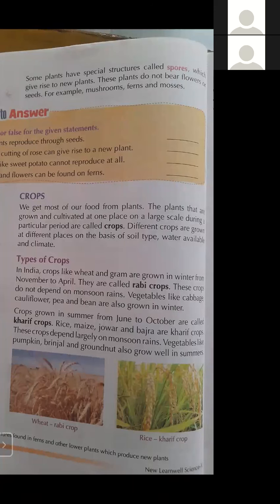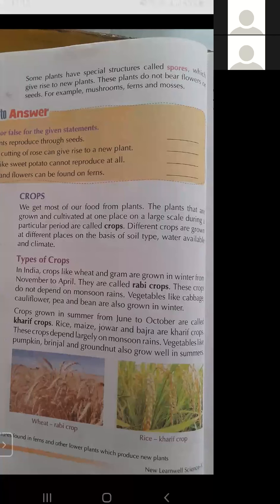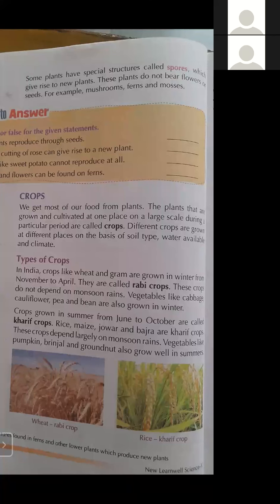So the crops which are sown in winter and harvested in summer are known as winter crop or rabi crop. Crops like wheat, gram are grown in winter from November to April. They are called rabi crops. So which crop are we harvesting nowadays? It is wheat, and wheat is a rabi crop. These crops do not depend on monsoon rains. So they require little water. So they do not depend on monsoon.